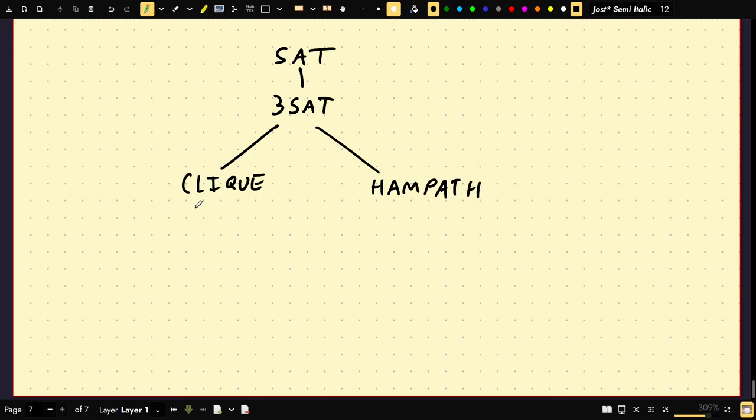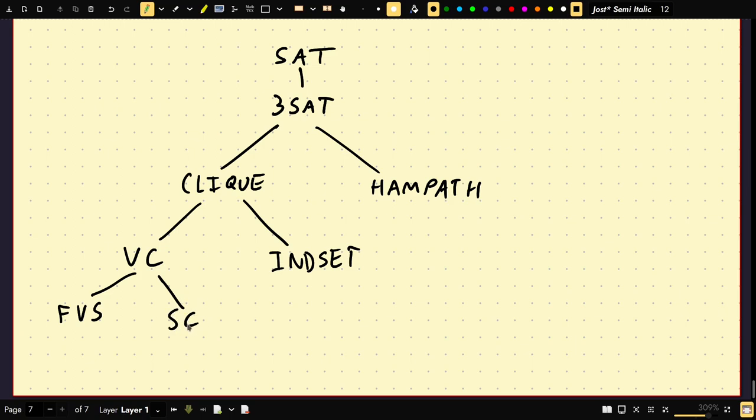Then from clique, we gave two problems. We gave vertex cover and we gave independent set. From vertex cover, we gave feedback vertex set, and we also gave set cover. And from independent set, we gave set packing. So this is a huge group of NP-complete problems. This is not the full set that Karp proved, but I chose some more interesting ones, I think.